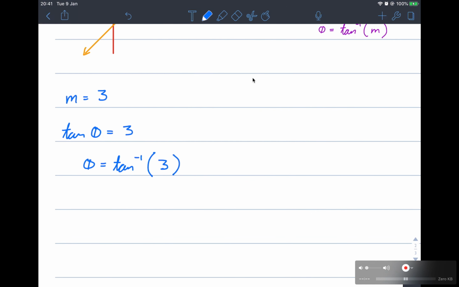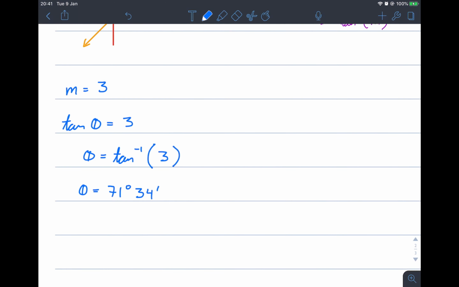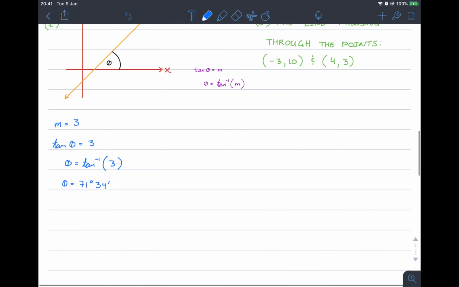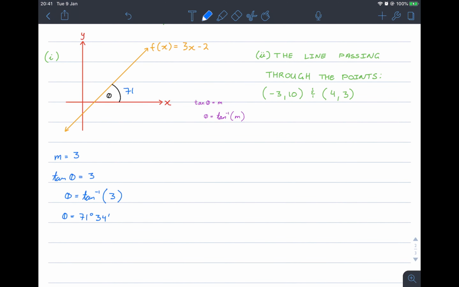So let's write this in. So we get theta is equal to 71 degrees and 34 minutes. Okay, so that is the angle of inclination here at 71 degrees 34 minutes. Okay, let's now get to the next example.